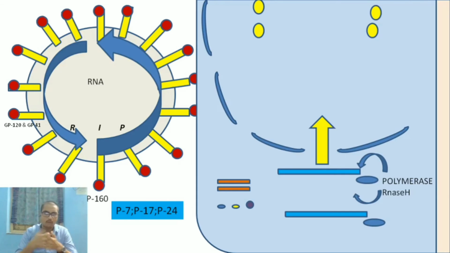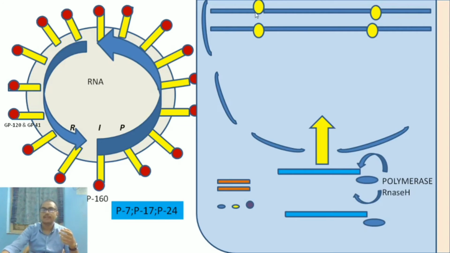Once the integrase enzyme binds with our human DNA, that is double-stranded DNA, it binds at a specific site, and by the endonuclease activity, it will make a cut into the human DNA at its specific site. Okay.